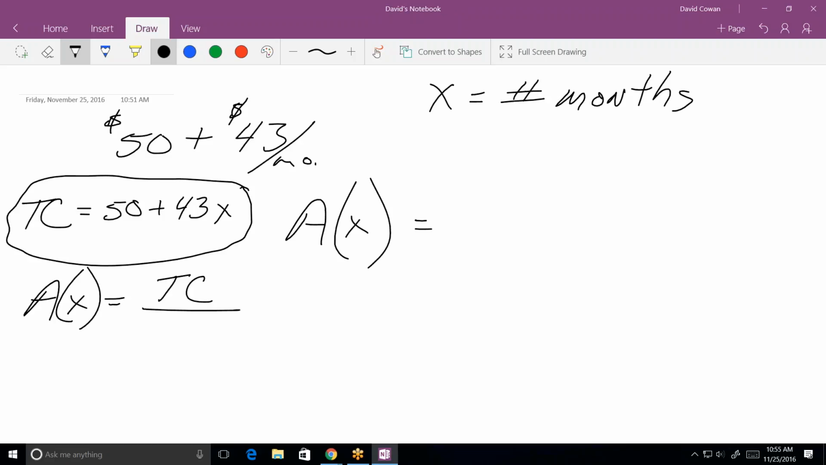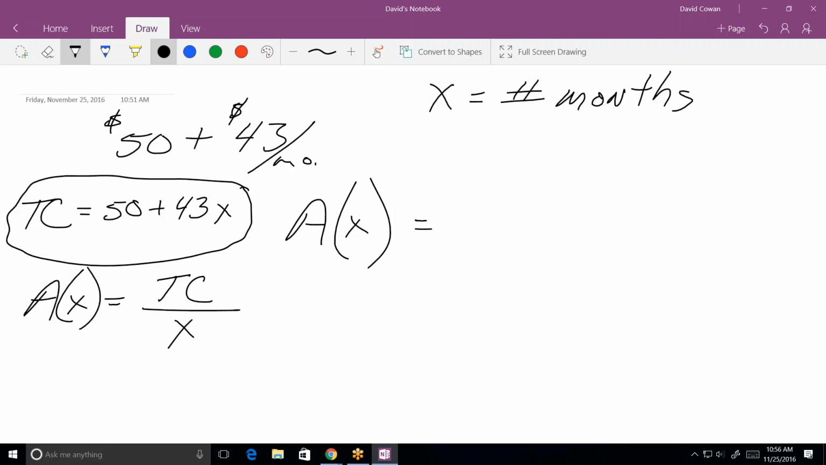When you're talking averages, and this refers to all kinds of averages, you take the total and you divide by how many there are. In other words, if I take my total cost and divide it by the number of months, I get my average monthly cost, right? When you used 1, you got a total cost of $93. Well, because it was only 1 month, that was your average cost also.